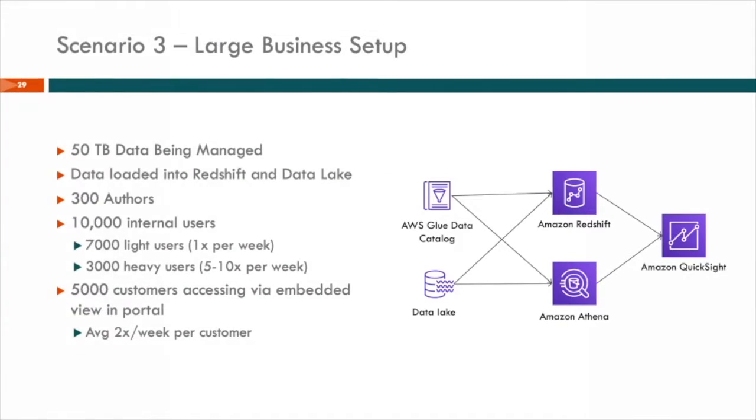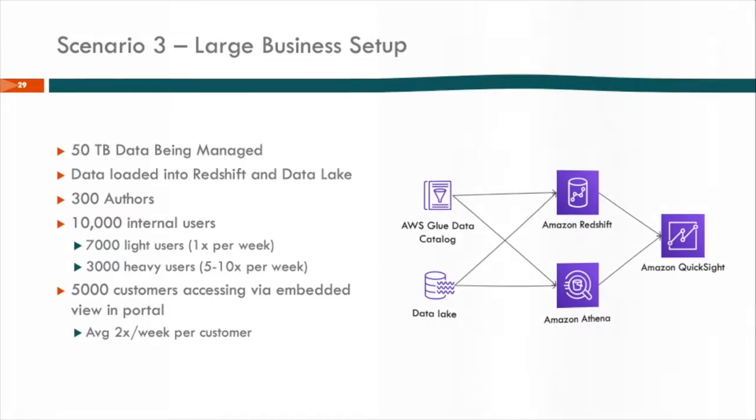All right, so let's take a look at the last one. We have a large business. We have 50 terabytes of data. They've got a data lake they're building on Amazon. They're using Amazon Redshift. They've got all this stuff going on. They've got about 300 people internally across different functional areas who are analyzing and authoring data. We've got about 10,000 people internally using it, again a 70-30 mix. 70% are light users, hitting it every once in a while. And about 30%, so 3,000, are heavy users. But they have 5,000 customers accessing it via the portal externally as well.